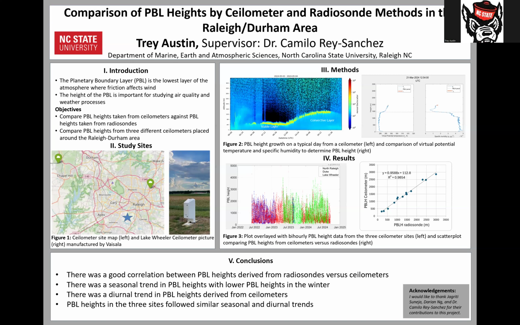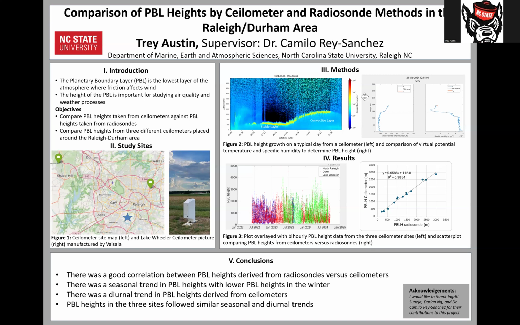Now moving into kind of the more methods section, this picture right here shows a graph of the PBL height growth on like a typical day from a ceilometer. And there's a stable layer at the start of each day that starts a little lower. And then as it rises throughout the day, it forms into this convective layer.